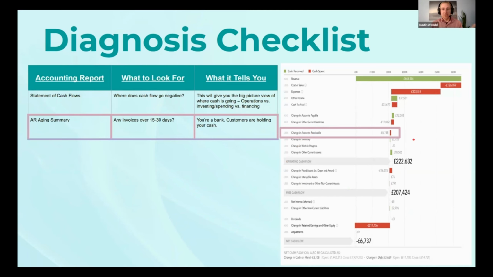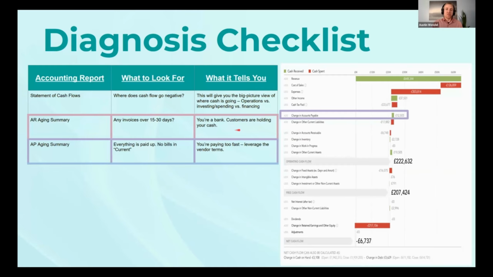You can see this particular example is negative 6,000. So they basically pulled in 6,000 of their accounts receivable. Their accounts receivable decreased. They don't have that available cash anymore. And now the next thing you do is, if you isolate that on this statement of cash flows, you want to go look at your AR aging summary, and you're going to look for invoices that are overdue. If any invoices are over 15 to 30 days, it's telling you that you're being a bank. Customers are holding your cash, you're giving them an interest-free loan.